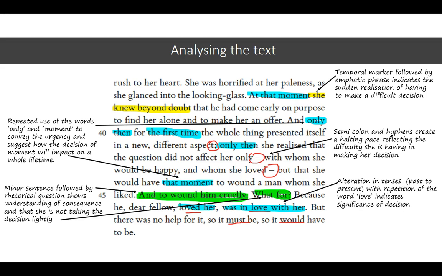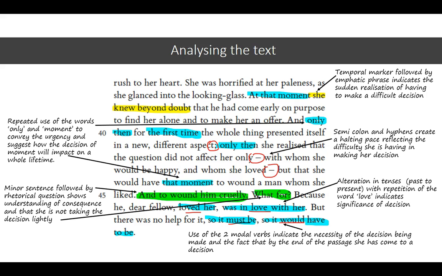And then we get these kind of alterations in the tenses. So we get "because he, dear fellow, loved her," which obviously is past tense, and then we switch to the present tense, "was in love with her," with the repetition of that word love. So we've got what was and what is, and then that continues at the end with these modal verbs. So "it must be." So we're in the present now. We've stayed in the present. So "it would be," and we move into the future tense.